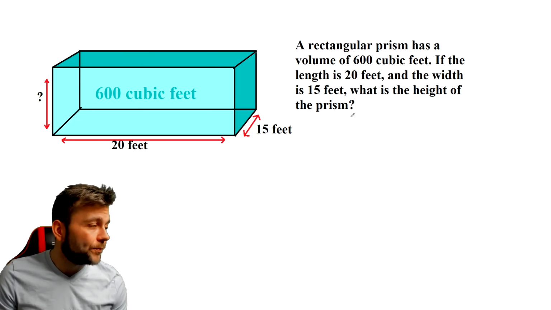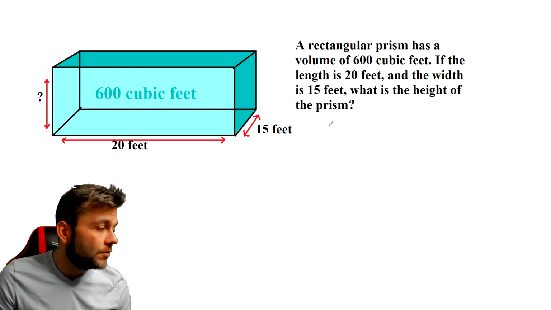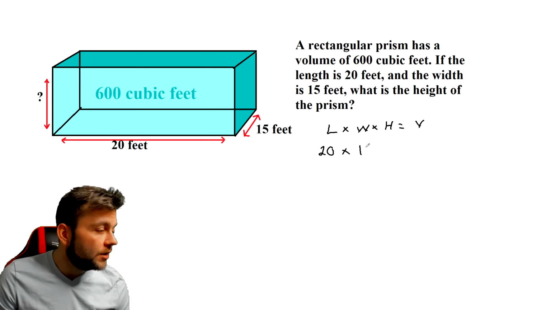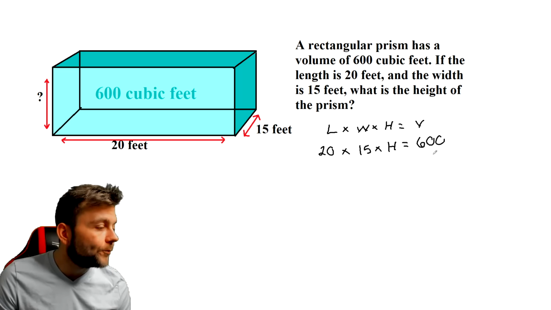So we have this rectangular prism. How do you find the volume of a rectangular prism? Well, it's length times width times height, and that equals volume. What we are given is 20 for our length times 15 for our width times h, and that equals 600 cubic feet.